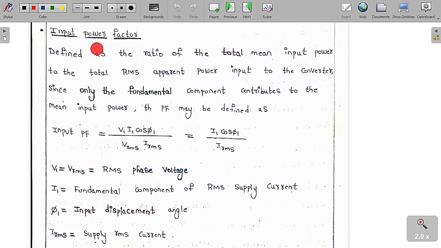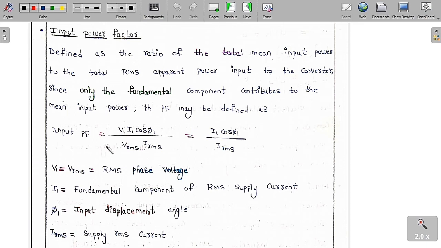Now we are going to discuss the input power factor. It is defined as the ratio of the total mean input power to the total RMS apparent power input to the converter. Since only the fundamental component contributes to the mean input power, the power factor may be defined as follows. So, what is the power factor?